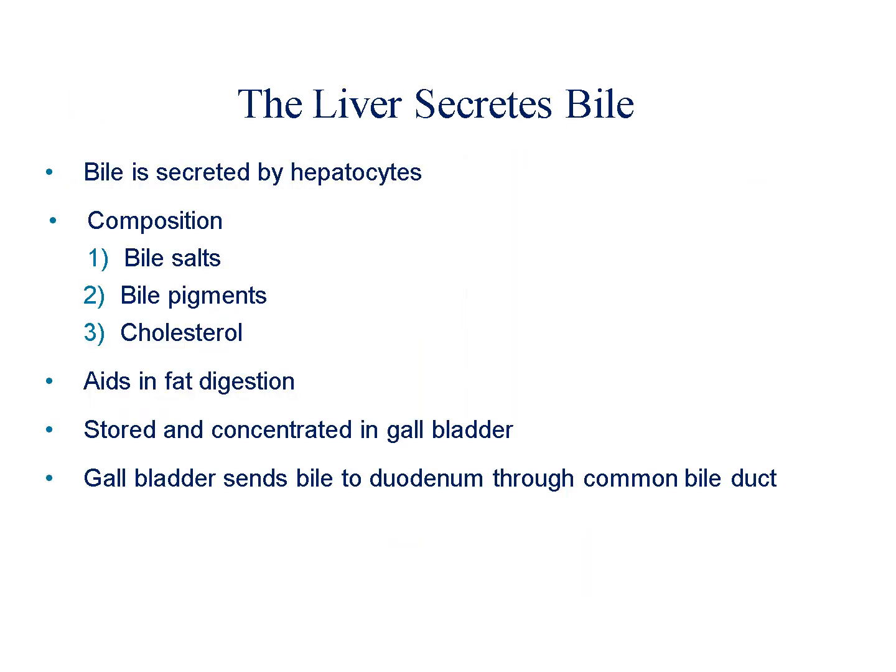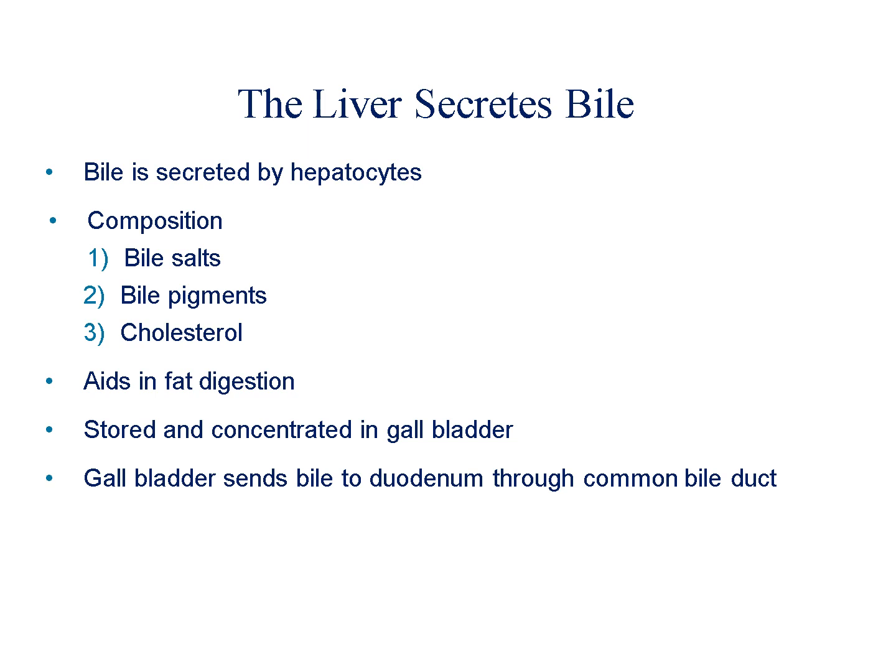The liver plays a crucial role in digestion by producing bile, a substance essential for the digestion and absorption of fats. Bile is secreted by specialized liver cells called hepatocytes. It is composed of three main components: bile salts, bile pigments, and cholesterol. Bile salts emulsify fats, breaking them into smaller droplets to enhance digestion.